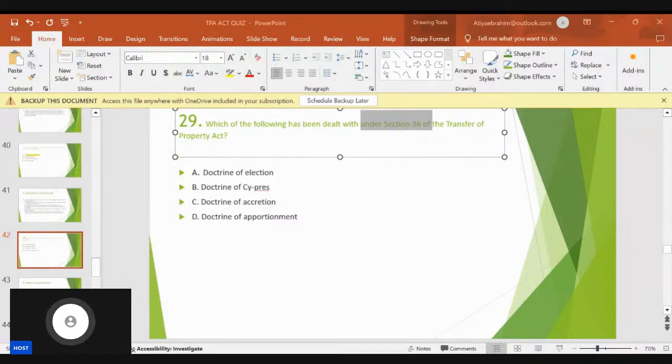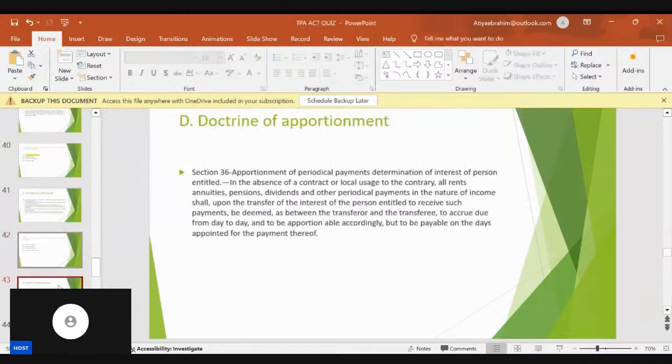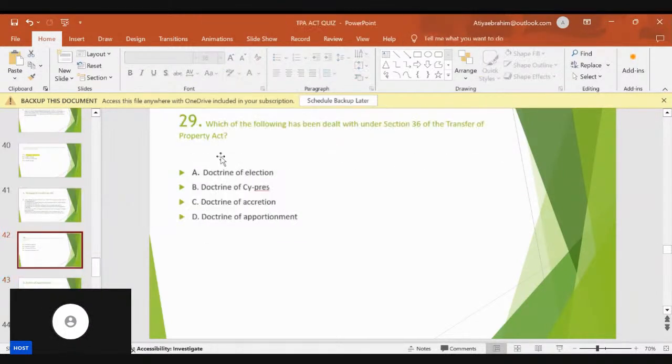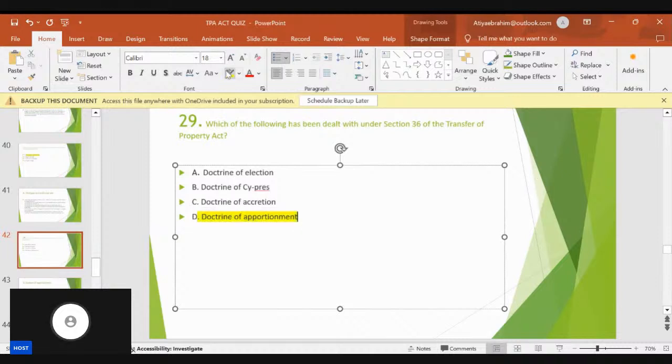Yes, coming to 29, if you all see question number 29, the correct answer here is 36 deals with doctrine of what, students? Apportionment. So the correct answer is D. Doctrine of apportionment. Yes, Durva, the correct answer is 29D. Yes, Priyanka, correct.